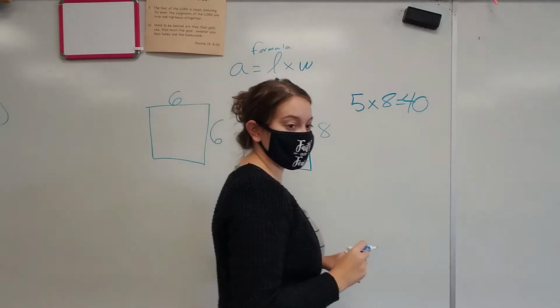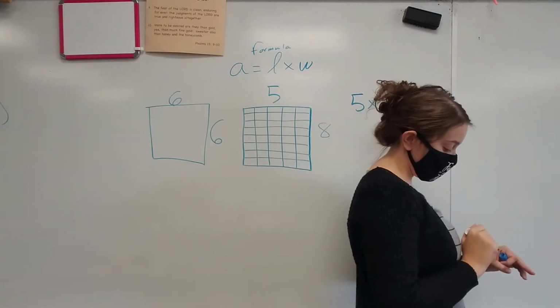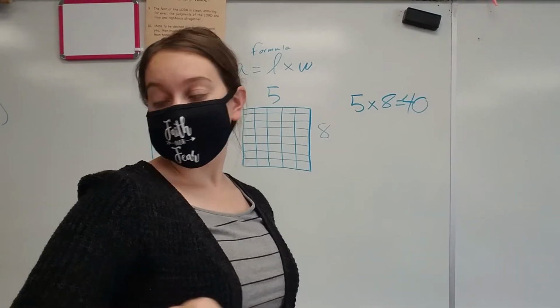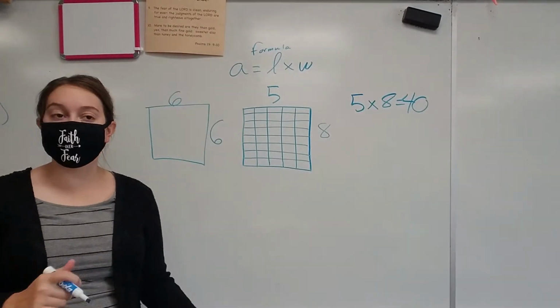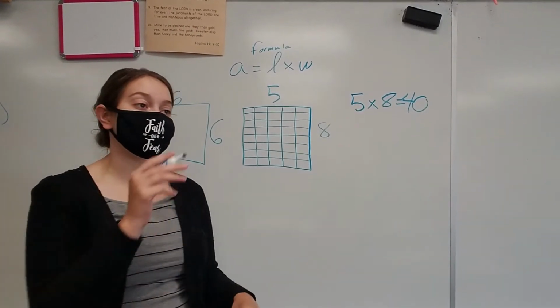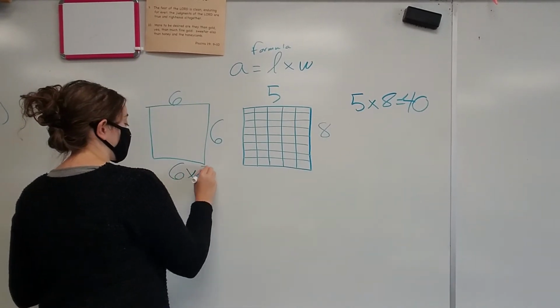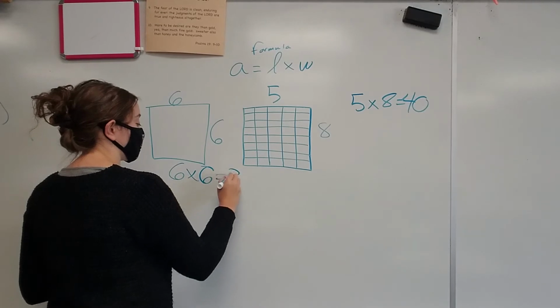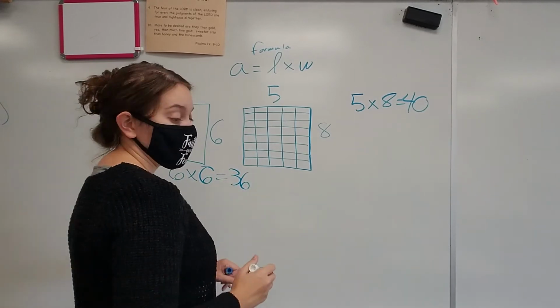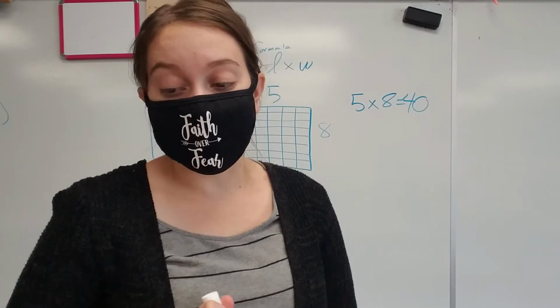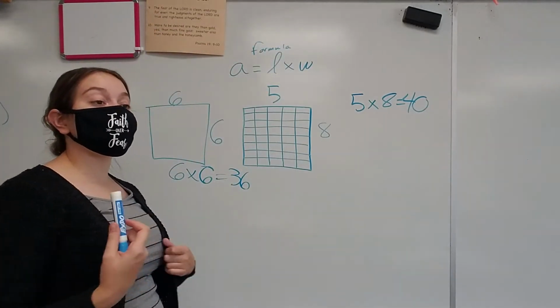Do a 6 by 6, guys, on number 2. All right, so who can tell me what my equation is? Mary? 6 times 6 equals 36. Okay? And then when it says, what is the area? It is 36. It says square units.